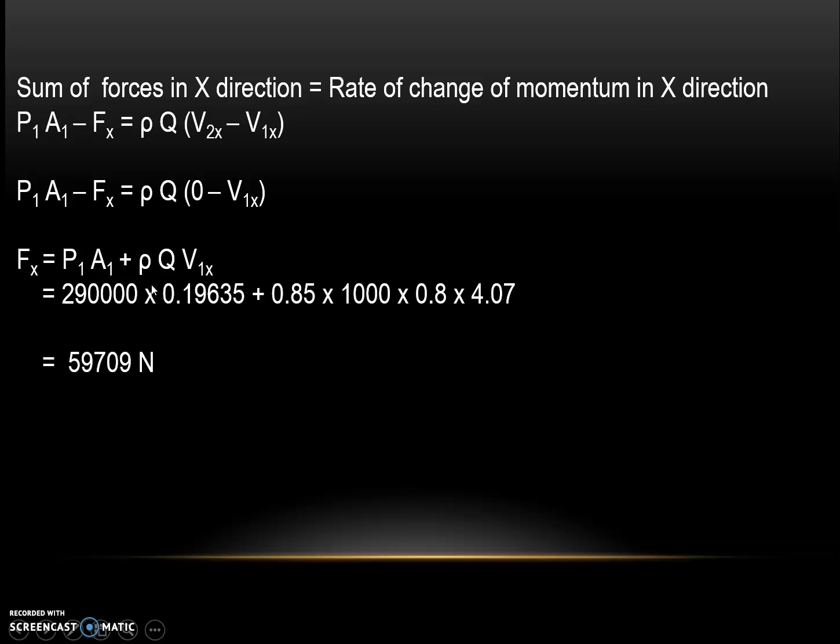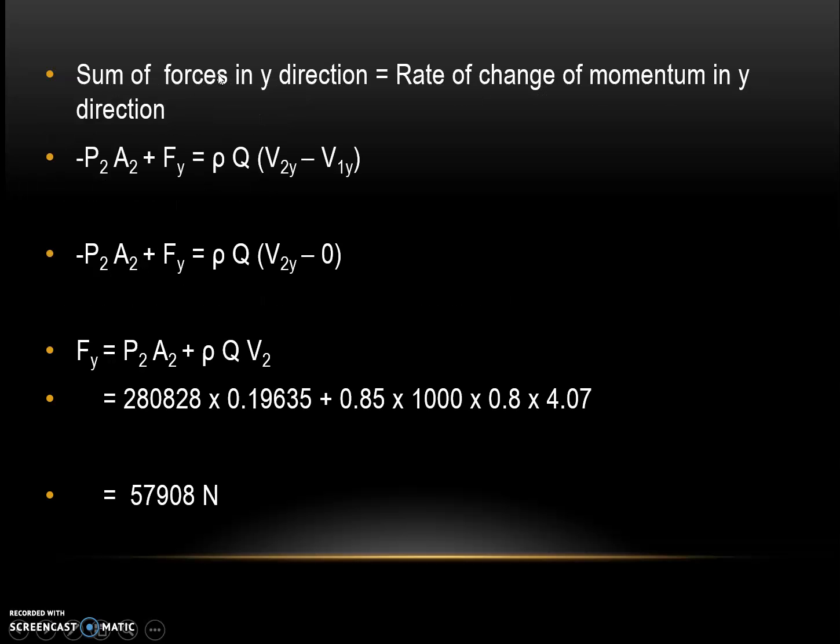P1 is 290 into 10 raised to 3, A1 is 0.19635, plus density is 0.85 into density of water. Q is 0.8 and V1x is 4.07. So Fx equals 59709 Newton. Now we will find out Fy.